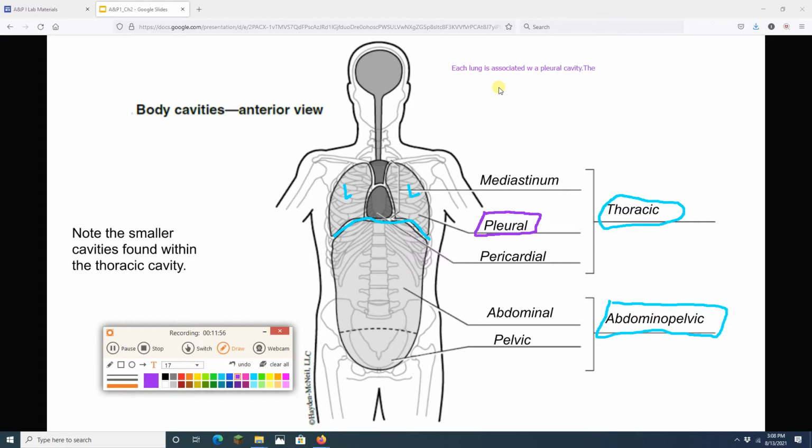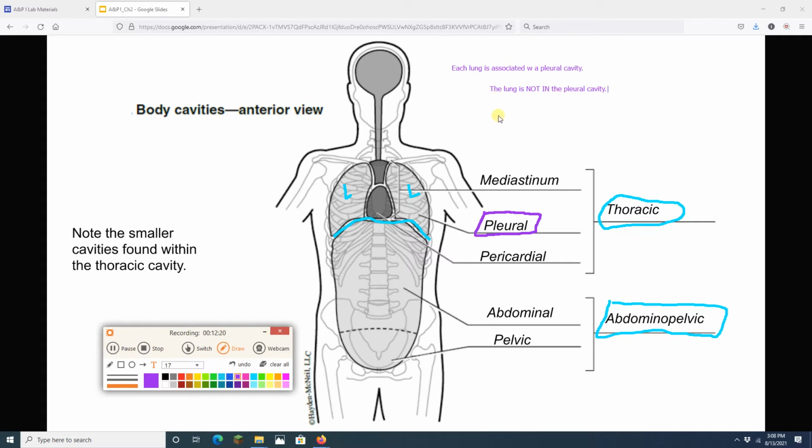Notice, I want you to notice something that I did not say, okay? The lung is not in the pleural cavity, but it's associated with it. This is an important distinction. We'll expand upon this in a moment.